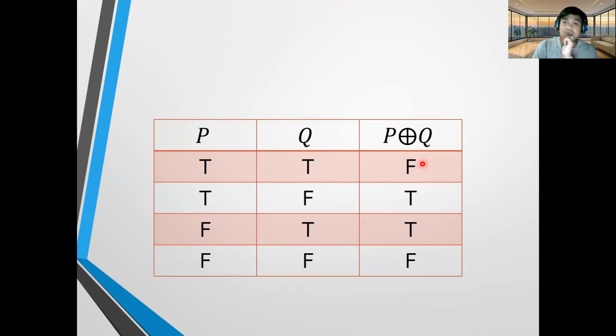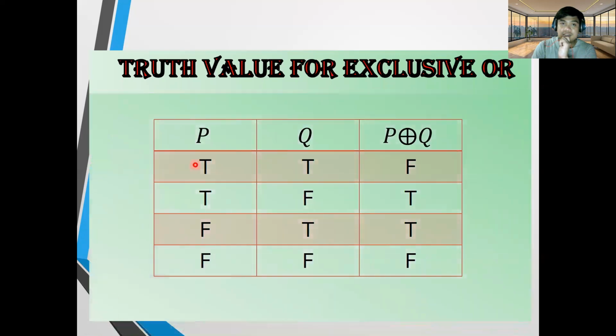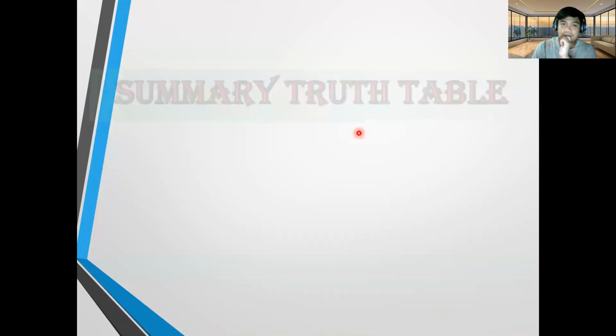So we have here true, true. It is false kasi it is exclusive or ang ating operator. True, false. It is true. False, true. True kasi mayroong isang true. And we have false, false. It is false kasi parehas. So for our exclusive or, kailangan magkaiba sila ng truth value, or isa sa kanila will be true. So pag nagparehas sila, it is considered false. This is the truth value for our exclusive or.